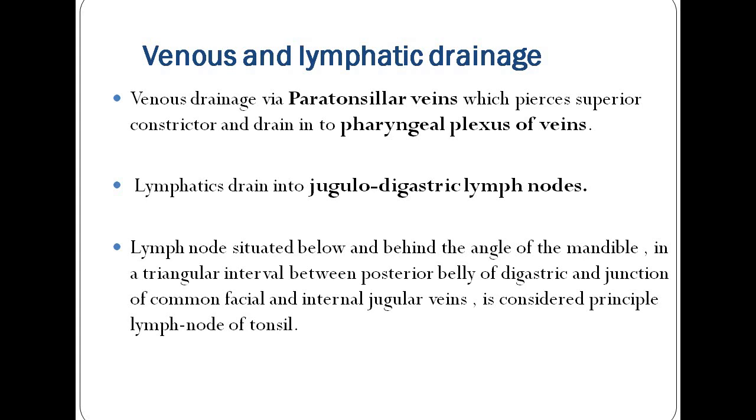Now coming to venous drainage and lymphatic drainage. Venous drainage is via the paratonsillar vein, which pierces the superior constrictor and drains into the pharyngeal plexus of veins. Lymphatics drain into the jugulo-digastric lymph node.